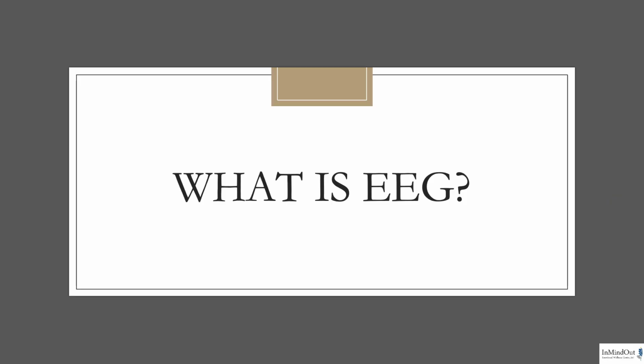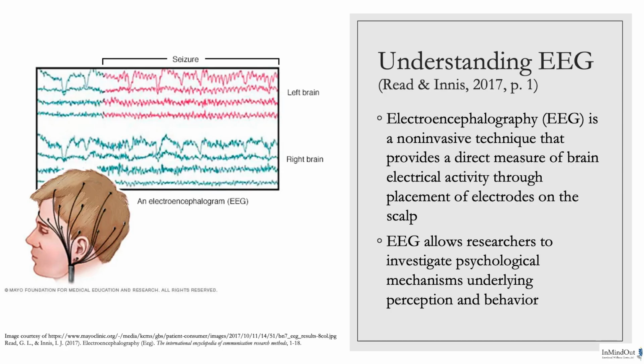So what is EEG? EEG is electroencephalography, and it's a non-invasive technique that provides us a measure of the electrical activity at the surface of the scalp. The way that this differs from other imaging techniques such as MRI or CT scan is that a lot of these look at the structural integrity of the brain. So if there's a lesion or some type of tumor or structural abnormality in the brain, that's what those imaging techniques are good for.